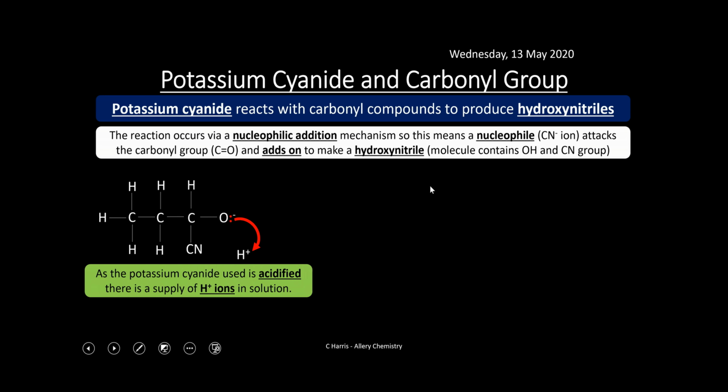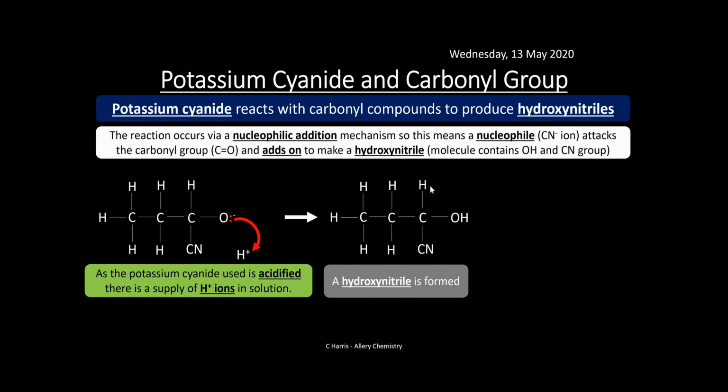Okay, so as the potassium cyanide used is acidified, what we have is a supply of H plus ions already in solution. And so the intermediate that we formed there with the O minus, the electrons on the oxygen, are attracted to the H plus ions that exist in solution. And so what we then form is our final product, which is our hydroxynitrile.